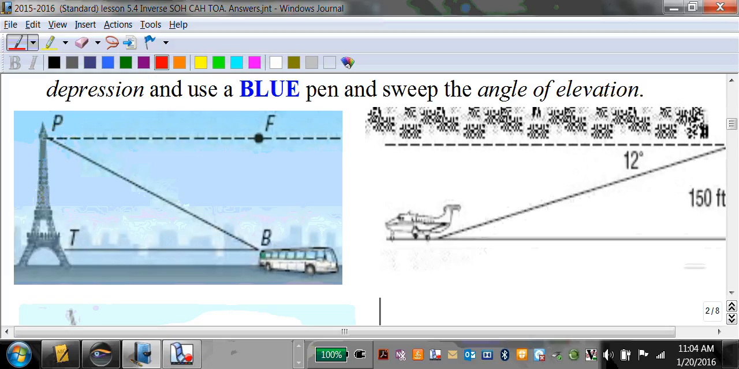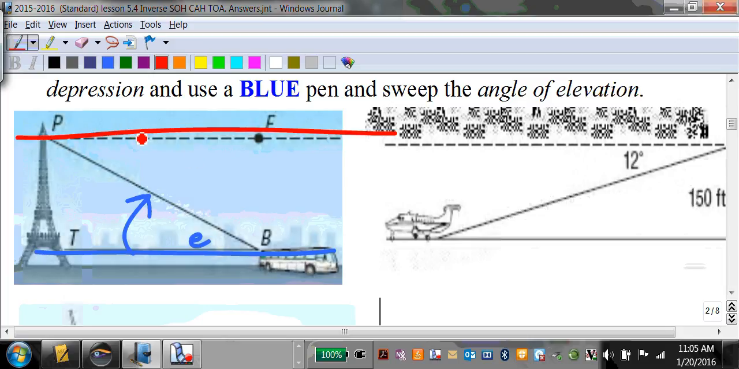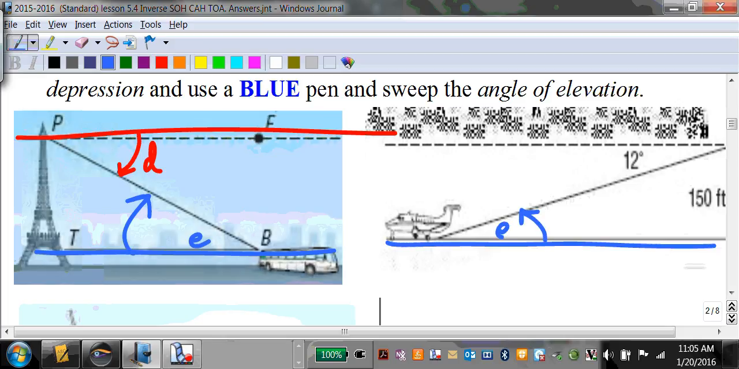All right, guys. Let's see if you were correct. Look up here. So, ready? Angle of elevation, horizontal going up. There's my elevation. Angle of depression, horizontal going down. Okay, we good so far? Angle of elevation, horizontal going up. Angle of depression, horizontal going down.